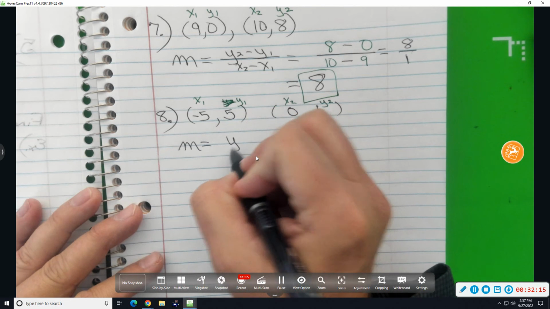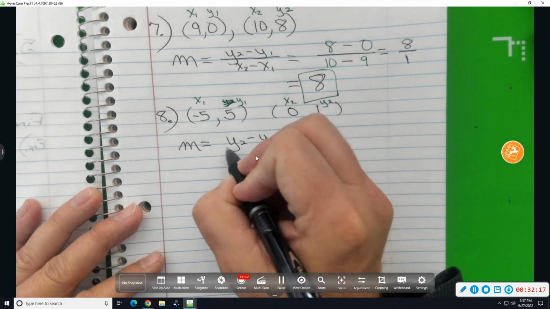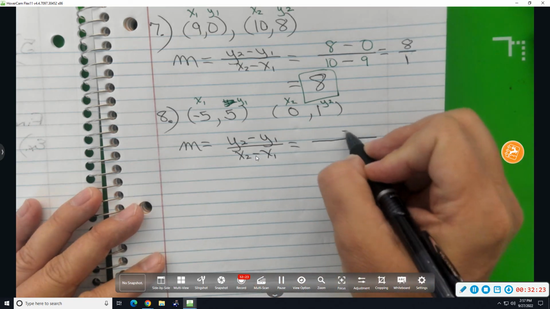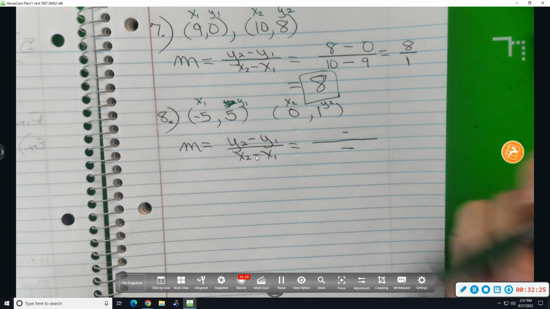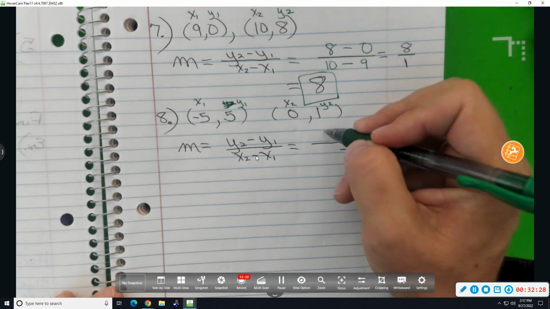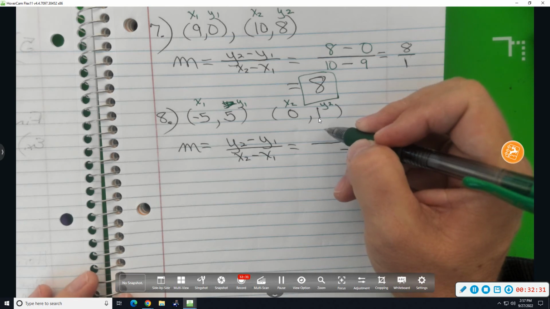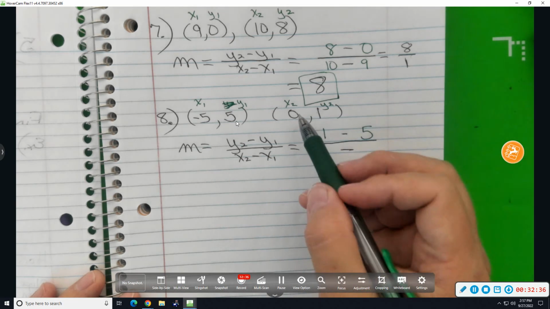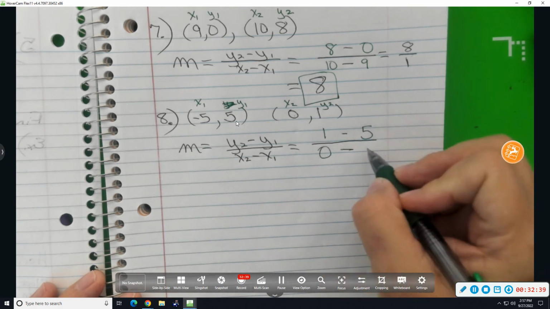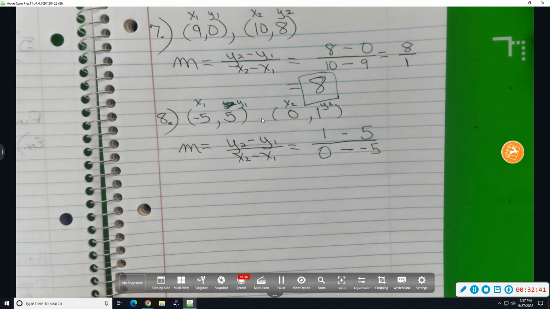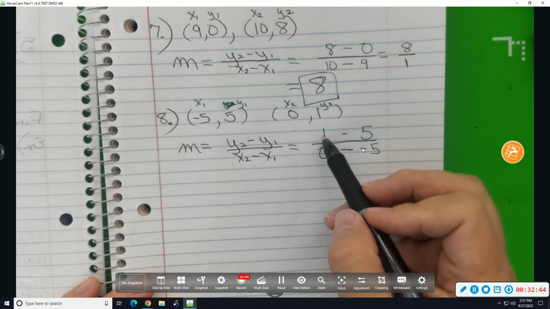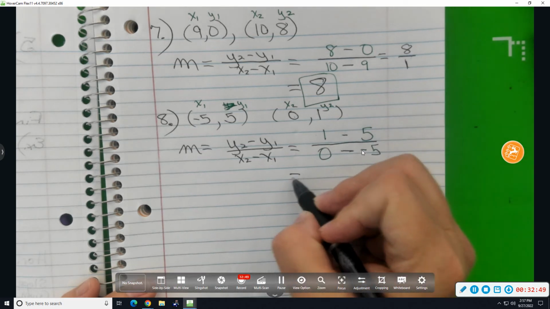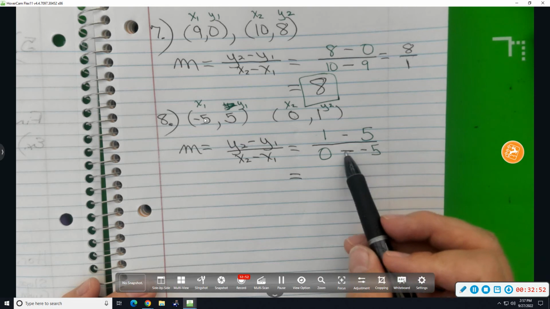So we have y2 minus y1 all over x2 minus x1. And it will be negative 4. Okay, y2 is 1, minus 5, because y1 is 5. x2 is 0 minus negative 5, or plus, okay, 0 plus 5. You'll see that minus and negative. The minus here is from the formula, and then this negative is from the x1.